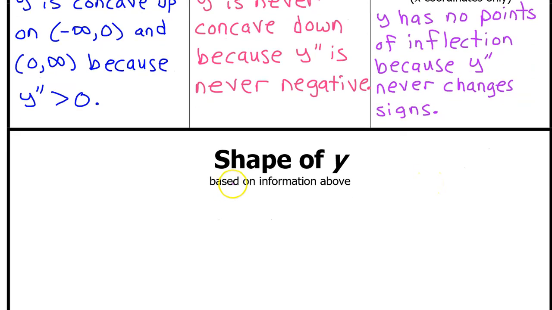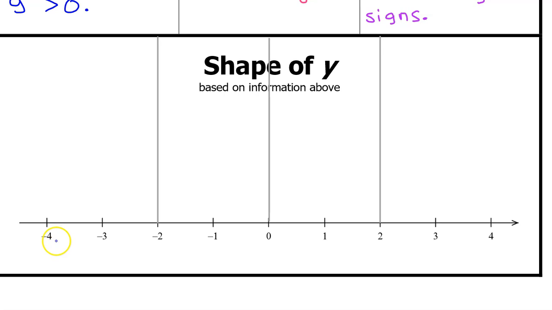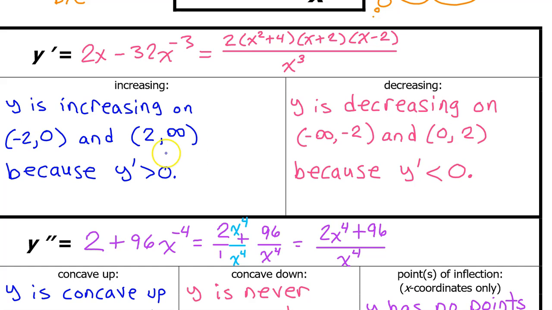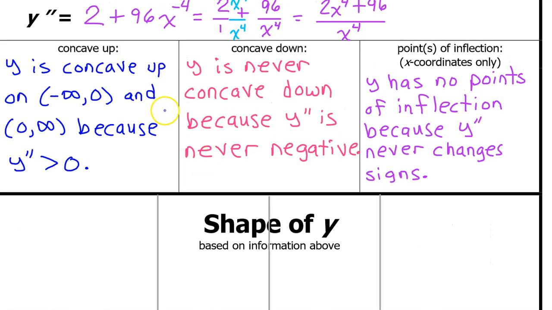Now it's time to sketch a graph of y based on the information above. Let's begin by separating the graph into intervals based on the critical values we found along the way, -2, 0, and +2. Now let's label y as increasing or decreasing in every interval. We found that y is increasing on these intervals and decreasing on these intervals. Now let's label y as concave up or concave down in every interval. Of course, we found that y is concave up in every interval.